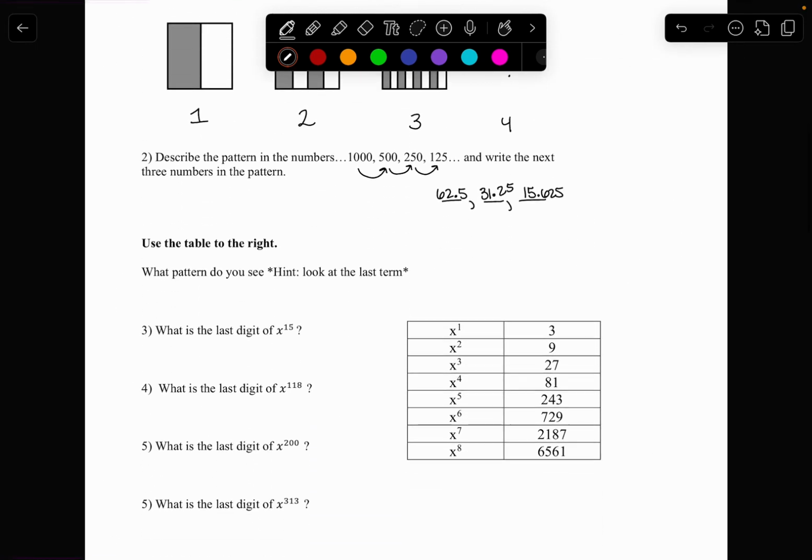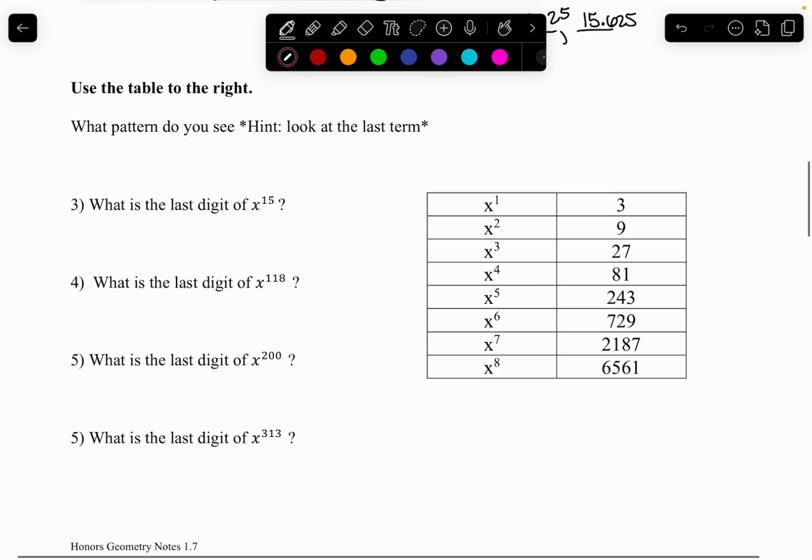Okay, this is one of my favorite things to do. Use the table to the right. What pattern do you see? Hint, look at the last term. So what I want you guys to focus on in this problem specifically is the last term in each of these numbers here. We have 3, 9, 7, 1, 3, 9, 7, 1. So without knowing anything about the first numbers in each of these terms, what do you think the next ending number is going to be if we look at x to the 9th power? Hopefully you would say it's going to end in the number 3. The numbers in front don't matter, but it's going to end in the number 3.